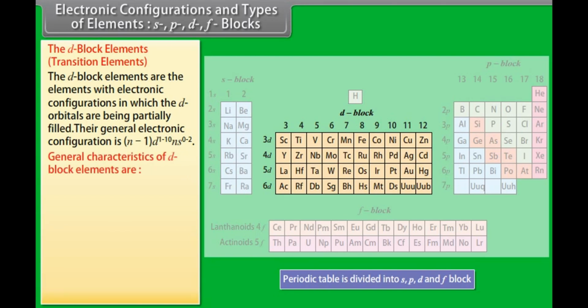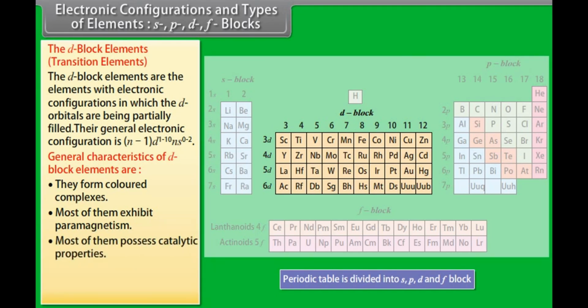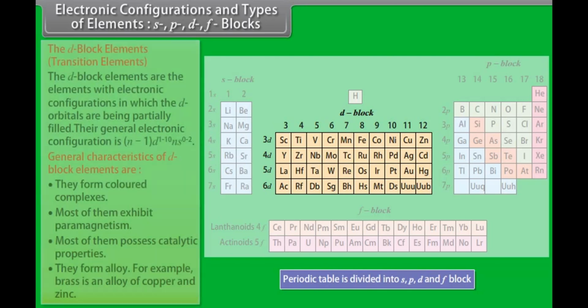General characteristics of D block elements: they form colored complexes. Most of them exhibit paramagnetism. Most of them possess catalytic properties. They form alloys. For example, brass is an alloy of copper and zinc.